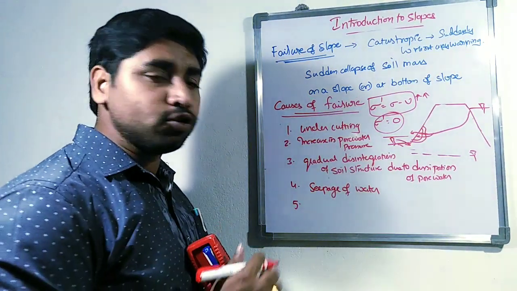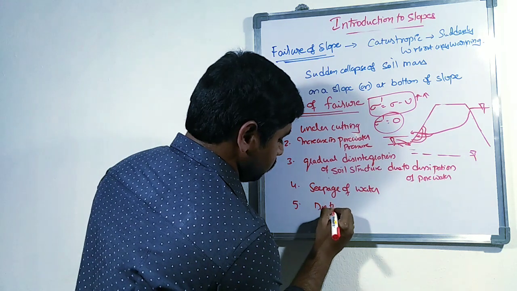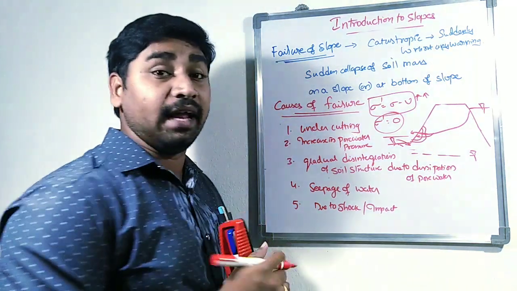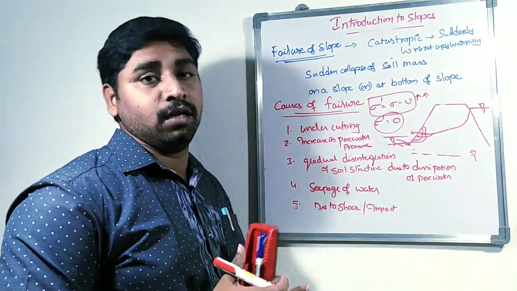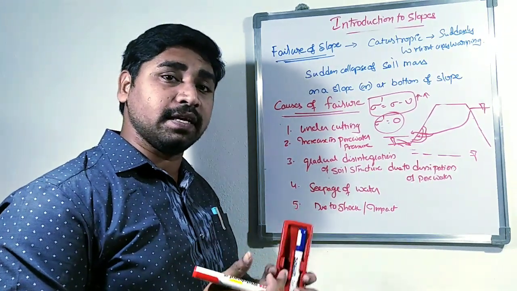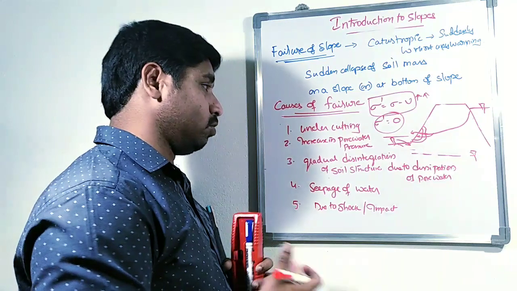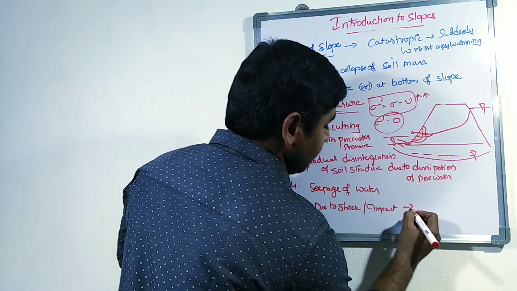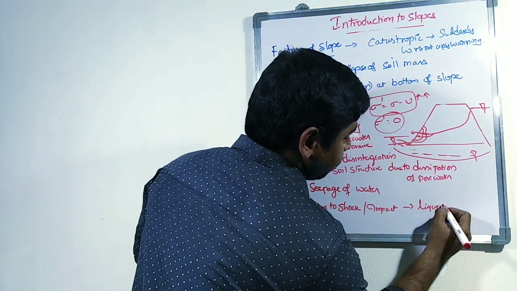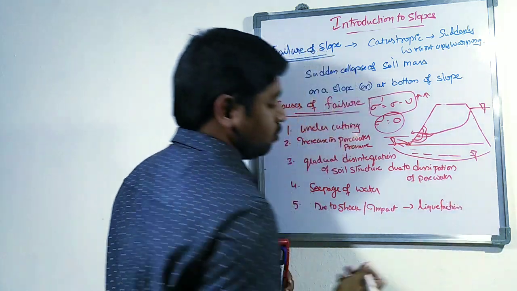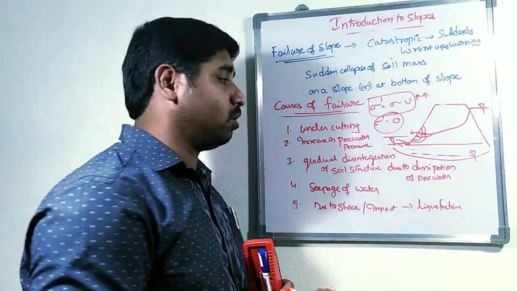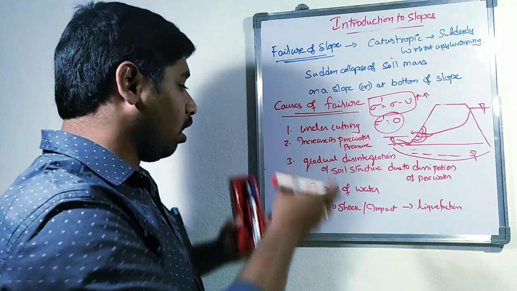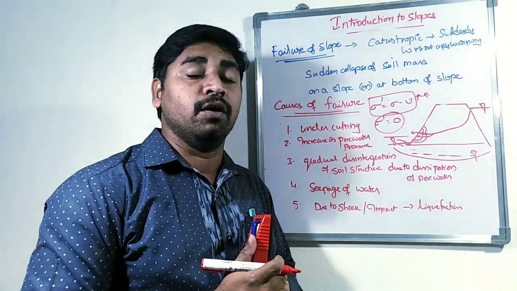Next one, due to shock or impact, because of the earthquakes mainly. If there is a sudden shock or sudden jerk exerted because of the earthquakes, then also the soil mass which was available below the slope may undergo some liquefaction. So because of this liquefaction problem also, sudden collapse of slope may occur. That is why this is another reason. So all these are the causes for failure of slopes.